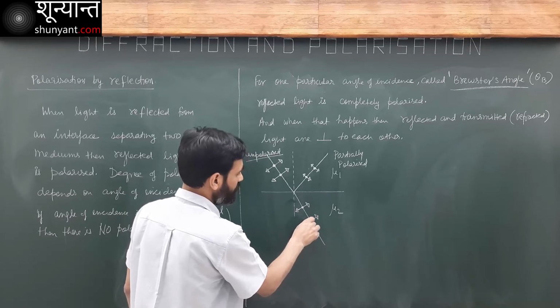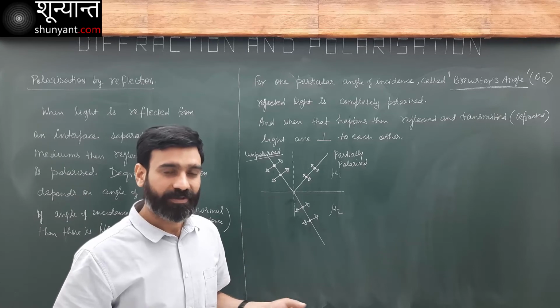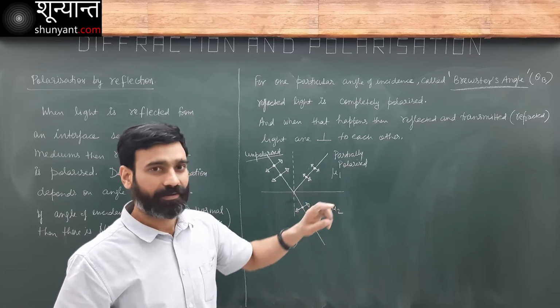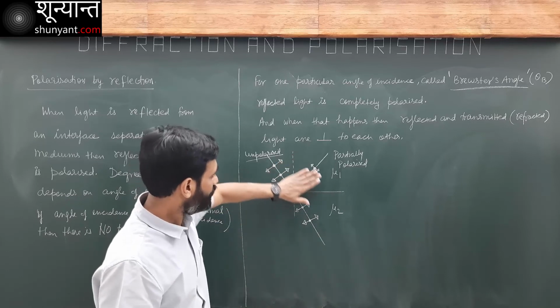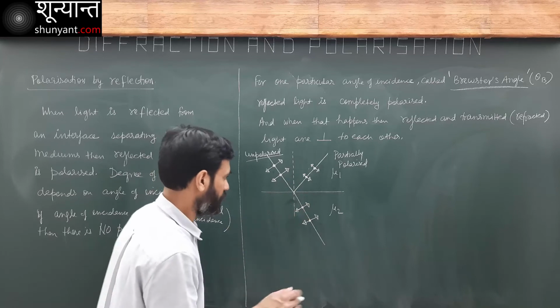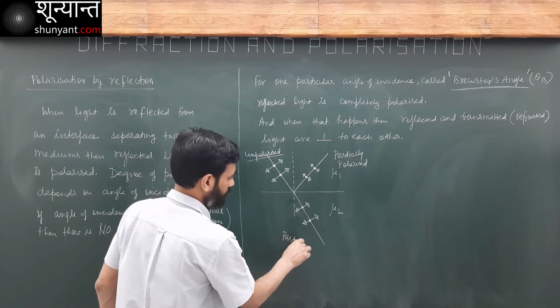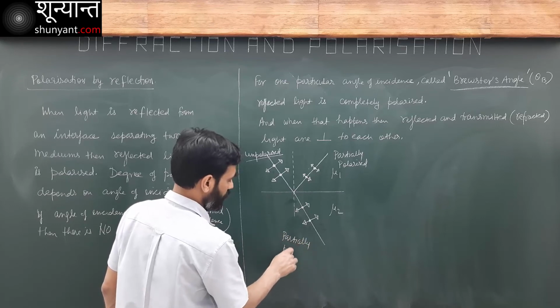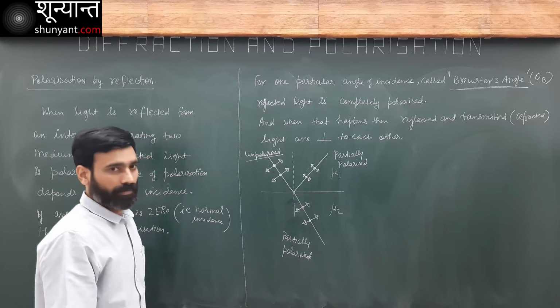So sometimes this question is asked: is the reflected light polarized? What about the transmitted light, the refracted light? This also is partially polarized, because the component in the plane is going to be absorbed here as well as here, in both cases. Now this also is partially polarized. Makes sense?